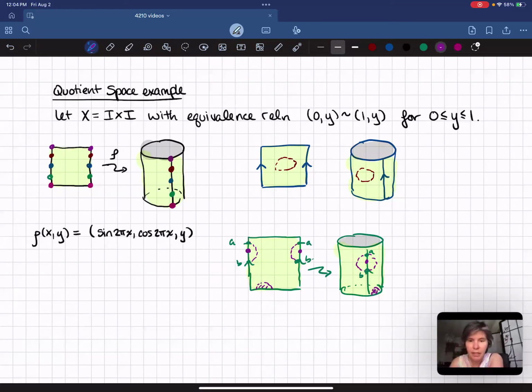Okay. So I claim that the topology that we're looking at on the cylinder here is the subspace topology. So the quotient topology that I obtained by taking the unit square and gluing the vertical edges together is the same as the topology that I would get by taking the cylinder and taking the subspace topology in R3.